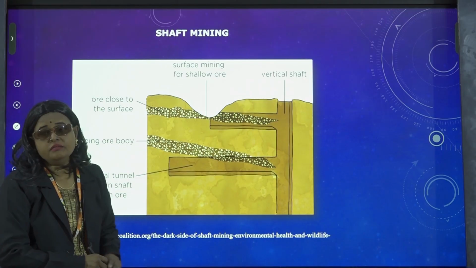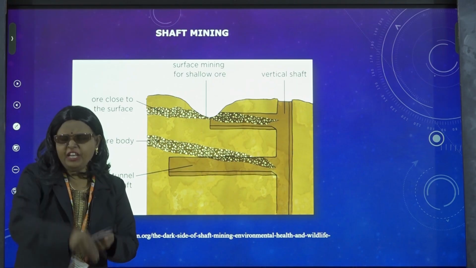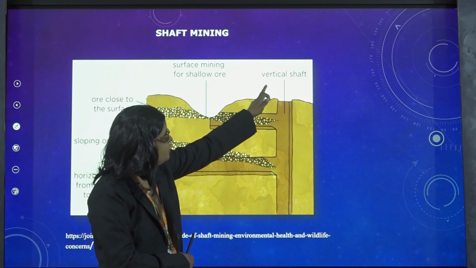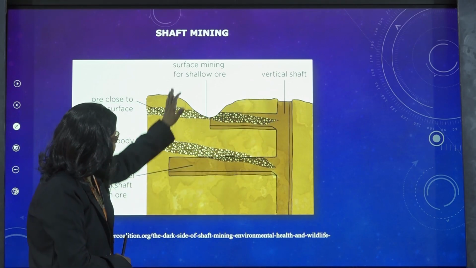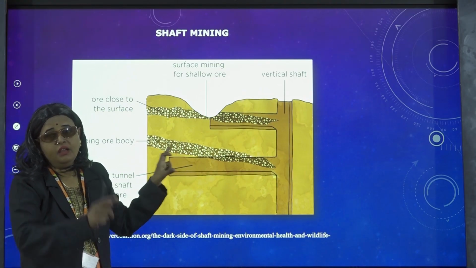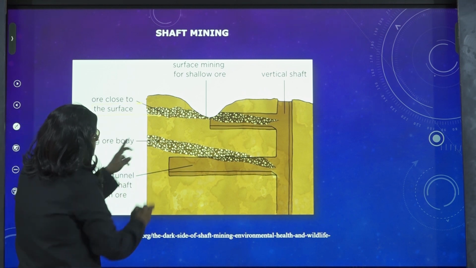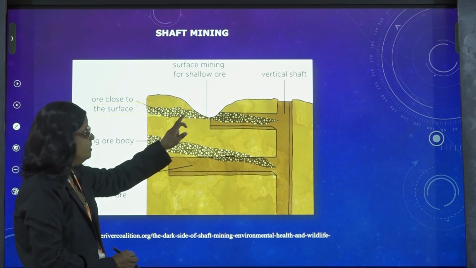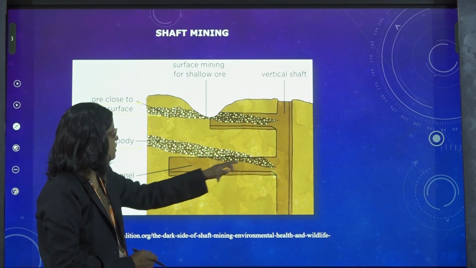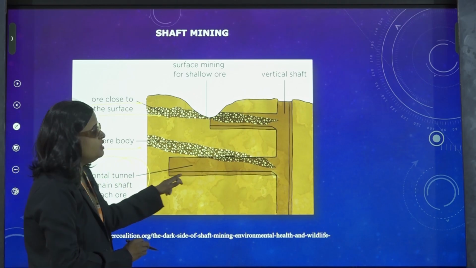Next, see all of you, shaft mining. I told the students, shafts are used when the minerals are very deep. Is it clear? In this picture, they have shown the vertical shaft, all of you see here. Surface mining also they have given here, the ore when close to the surface. Here this is a sloping ore body, and here horizontal tunnels from the main shaft reach the ore.